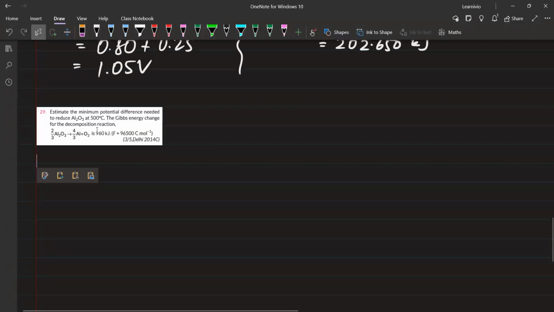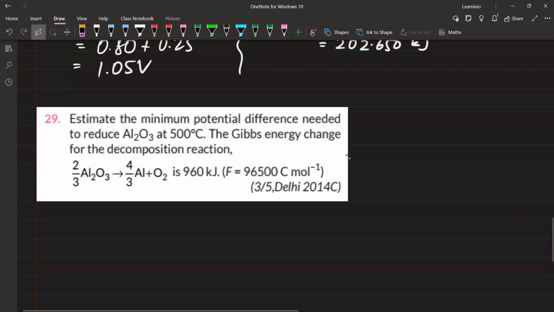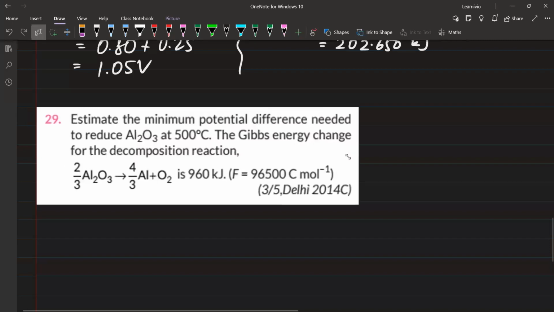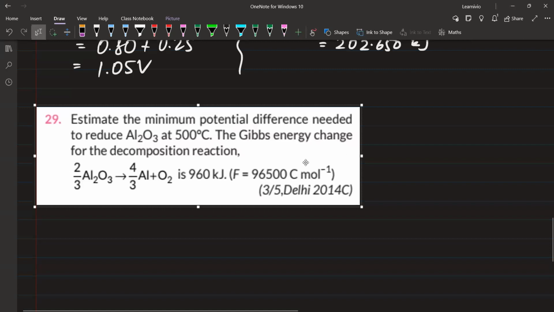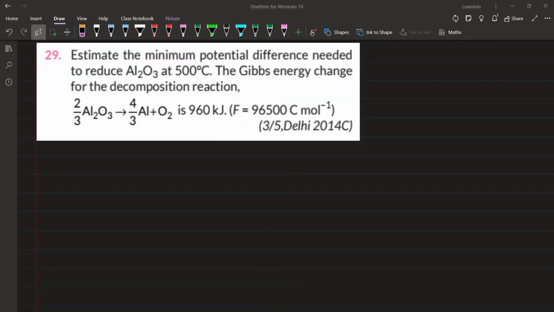Same concept but different question. Okay? Please look carefully. Estimate the minimum potential difference. That means they're asking you to calculate the E cell needed to reduce Al2O3 at 500 degrees Celsius. The Gibbs energy change for the decomposition reaction 2Al2O3 gives 4 by 3 Al plus O2 is equal to how much? 960 kilojoule. Okay? Now pay attention.